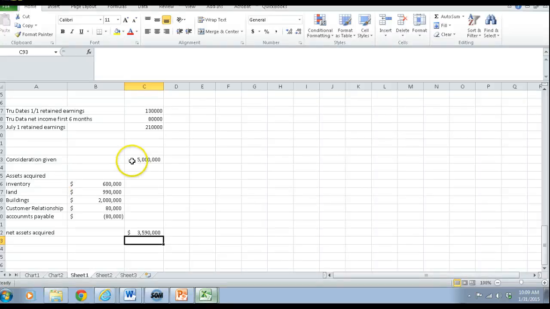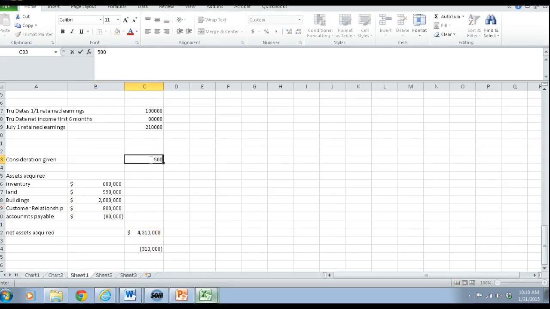Oh, I know what I'm doing wrong. The consideration given is $5 million, but we're actually issuing stock and additional paid in capital of $1 million. Do you know what I'm saying? So really, that should be $4 million. Okay. Let me just see what I'm doing wrong. Oh, I'm not taking into account customer relations number is wrong. Your customer relations number is supposed to be 800,000. That's where I'm screwed up. Yeah. Okay. There we go.